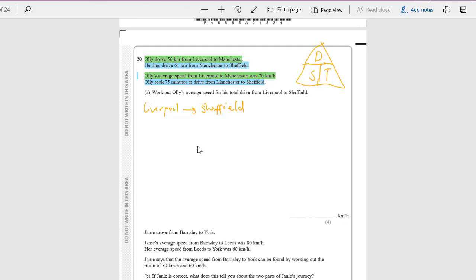Right. So let's do L to M. I'm just going to use the initials. So the time it took him, so time, was 56 over 70. So 4 over 5 equals 48 minutes, because we have 4 over 5 times by 60, which equals 48.